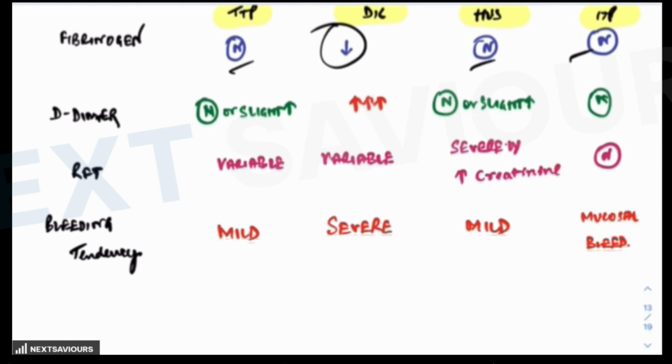D-dimers, they are normal or slightly increased in case of TTP, normal or slightly increased in case of HUS also. They are normal in case of ITP, but they are markedly elevated in case of DIC, and you can very easily relate it with the pathophysiological mechanisms.